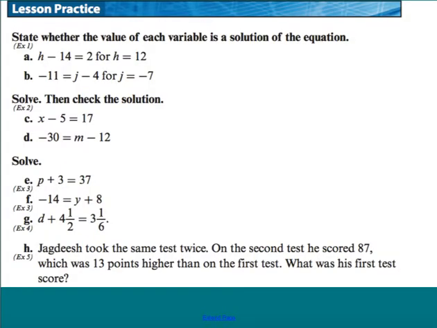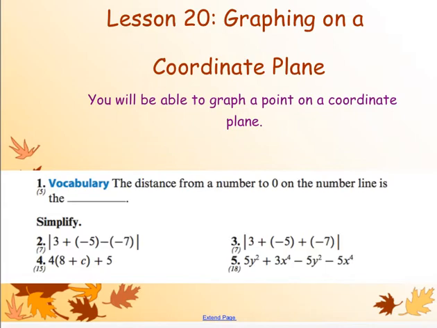So these are my one-step equations with adding and subtracting. You can see some extra practice problems here for you to try out. And let's go on to our second lesson, Lesson 20, graphing on a coordinate plane.